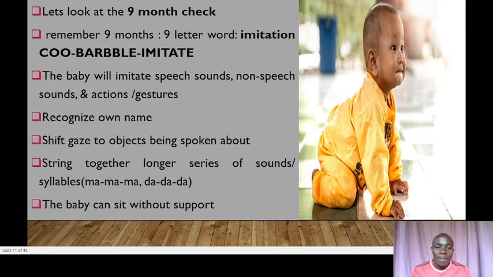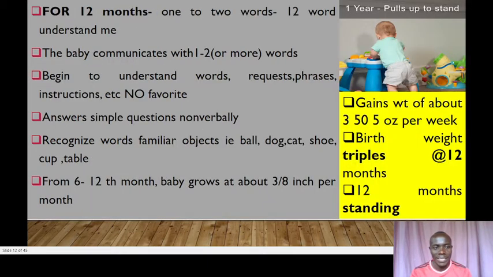Okay, so the baby can sit without support, and that is so significant at 9 months. Remember, at 9 months, if you are in Kenya, you are giving the first dose of measles for the non-exposed babies and the second dose for exposed babies.